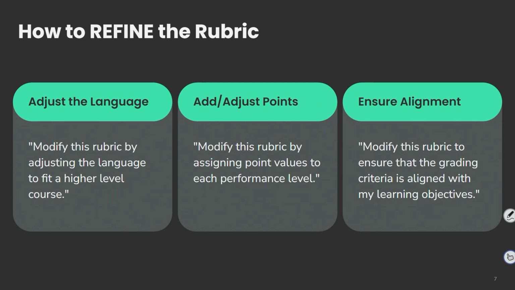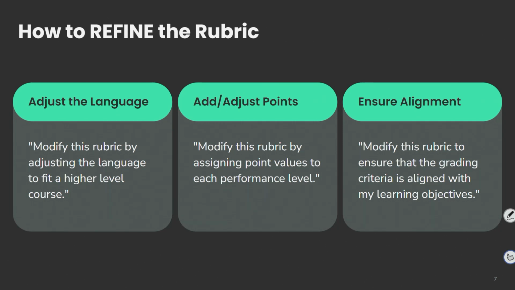You can also add or adjust points. My previous rubrics, for example, had 0 to 10, or the good, poor, and excellent had like 0 to 2, 3 to 5, so on. The rubric might not have that the first time it's generated. So you can always ask Copilot to add or adjust those point values.